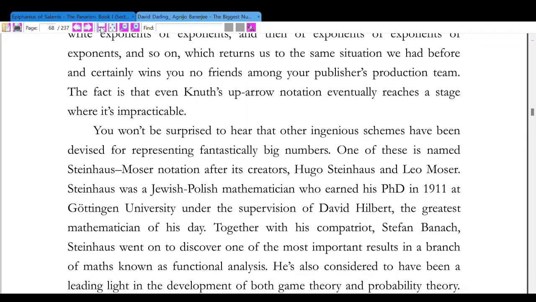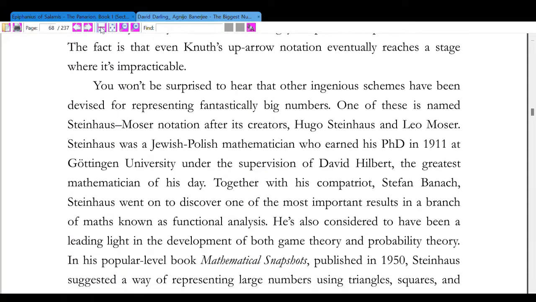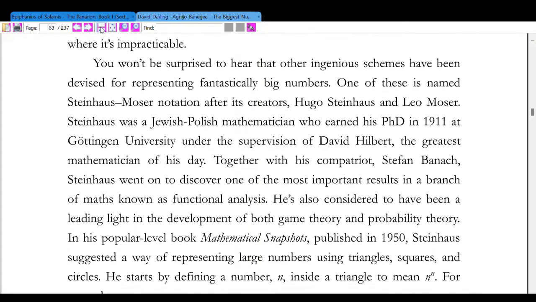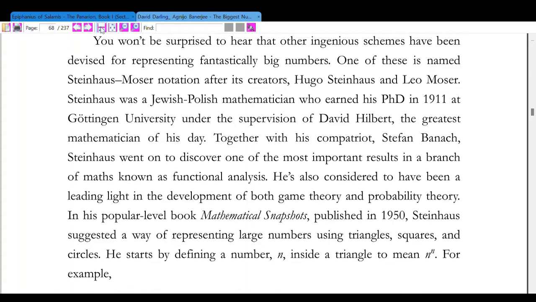The fact is that even Knuth's up arrow notation eventually reaches a stage where it's impracticable. You won't be surprised to hear that other ingenious schemes have been devised for representing fantastically big numbers. One of these is named Steinhaus-Moser notation after its creators, Hugo Steinhaus and Leo Moser.